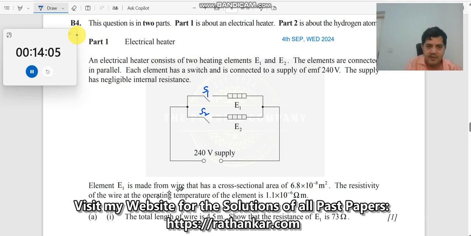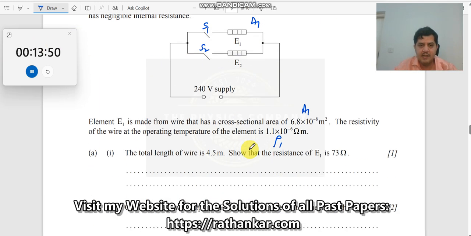Good. Element E1 is made from a wire that has a cross-sectional area of 6.8 × 10^-8 m², so area A1 is given here, and the resistivity of the wire at the operating temperature of the element is 1.1 × 10^-6. Rho1 is also known to you, and the total length of the wire is 4.5 meters. Length L1 is also known. I am taking L1, rho1, A1 because I am talking only about the element E1. Then the resistance of E1 is 73 ohms. You need to show that. So don't just say it's equal to 73 ohms.